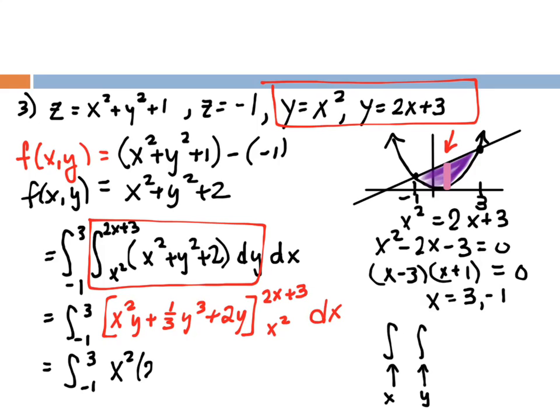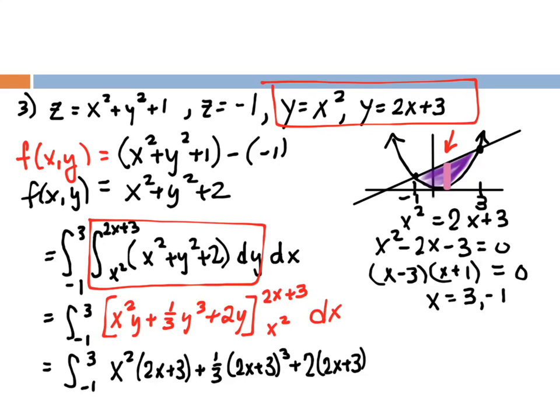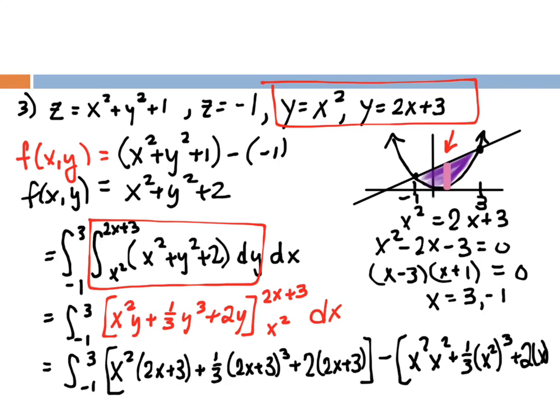So this is x squared times 2x plus 3, plus 1/3 times 2x plus 3 cubed, plus 2 times 2x plus 3. And it should be all of that minus plugging in the x squared value. So we have x squared times x squared plus 1/3 times x squared cubed plus 2 times x squared. And then all of this is supposed to be having a dx on the end. Again, I've run out of space.